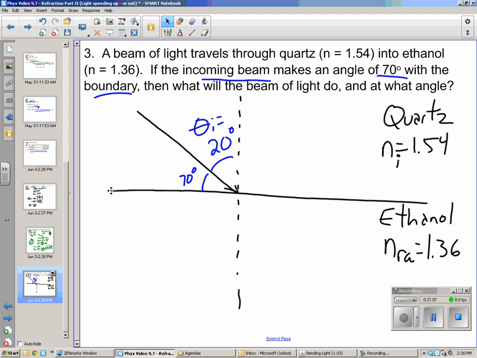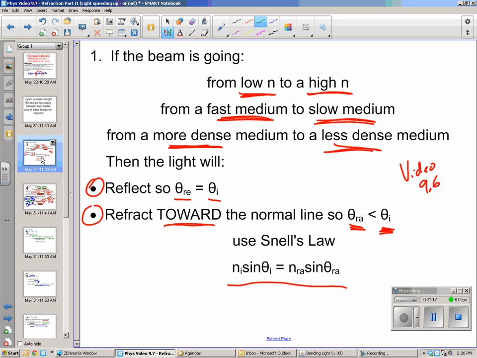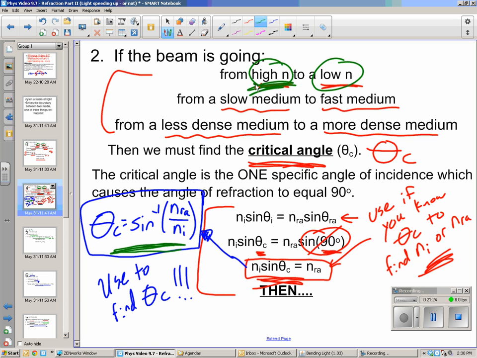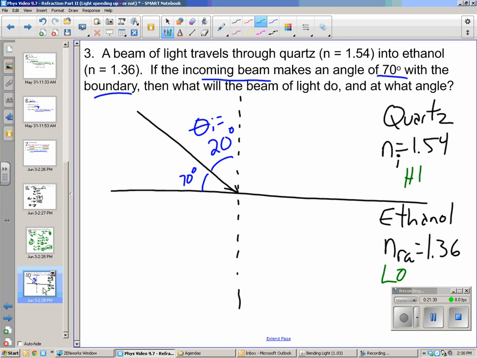So now we're going to go back to our flow chart, the little process that we just walked through. We need to make a note that we're going from a high N to a low N. Option one is only if I'm going from a low N to a high N. Option two is going from a high N to a low N, and it says to find the critical angle. So I'm going to go back to my example and find my critical angle. I'm going to do that over here.